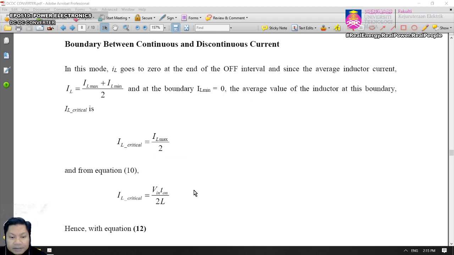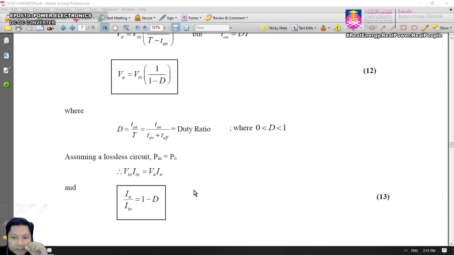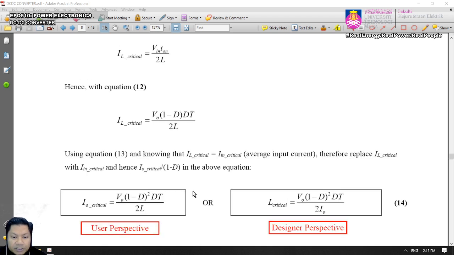And next, from equation 12, the output voltage equation, you're going to get IL critical equals V in T on over 2L. So you just replace that V in with V out equals V in over 1 minus D. Then you get this equation.